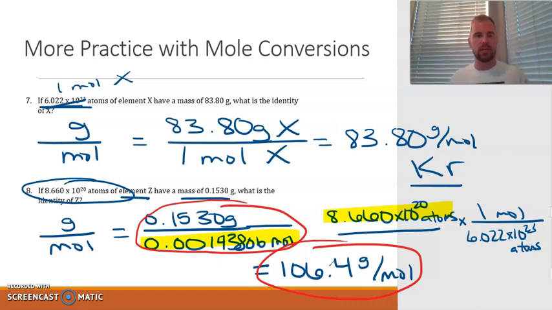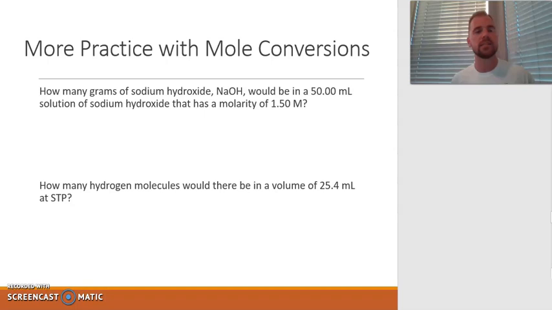But here's what we need to do. We need to figure out what is element Z. So what element is close to that? Let's see, 106. Looks like Pd. Pd, that's going to be our element. That is element Z. All right, these last two questions here are going to look at molarity and molar volume.